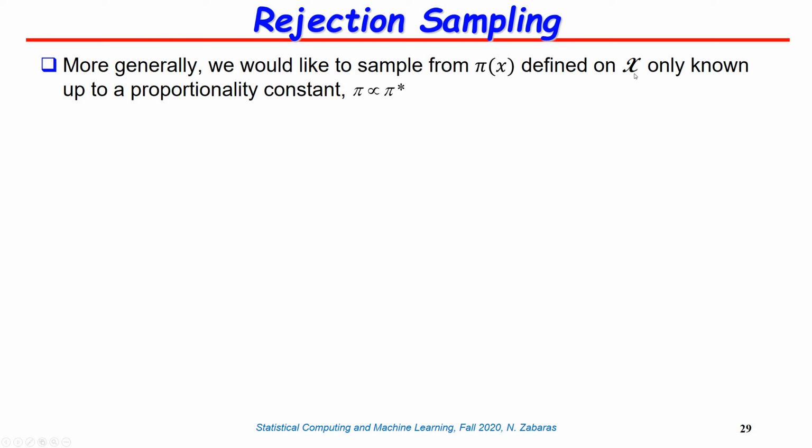The support space is this calligraphic X, and we're assuming that pi is only known up to some proportionality constant. So I am going to use pi star to identify the unnormalized distribution pi. All right, so pi star is the unnormalized distribution pi. And we will see if we can actually work directly with pi star without the need to know the normalization factor of pi.